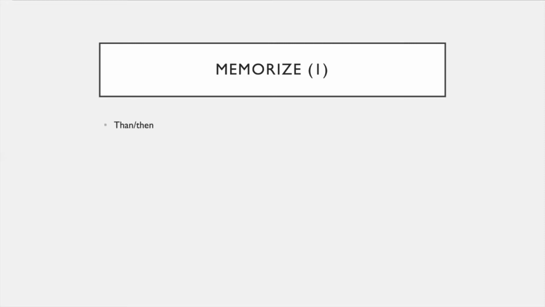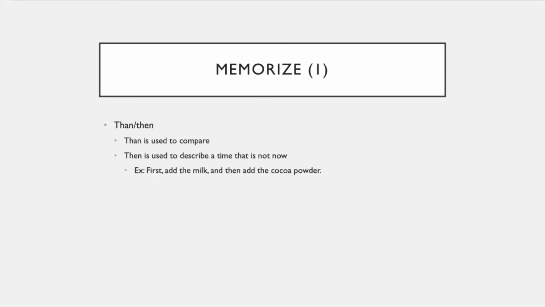So the difference between THAN and THEN. So one is used for comparison and one is used to show steps. THAN is the one that's used to compare, and THEN is used to describe a time that is not now. So an example of THEN would be: first add the milk and then add the cocoa powder.